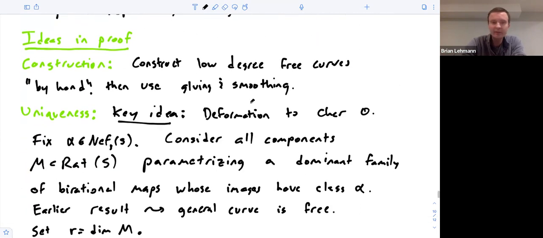It looks like we're out of time, so maybe let me just point out that one of the key ideas in the proof, which I think is kind of interesting, is that it relies upon a deformation to characteristic 0. We haven't really seen this type of argument used before, so it's kind of a neat feature of the proof. Okay, let me stop there. Thank you.